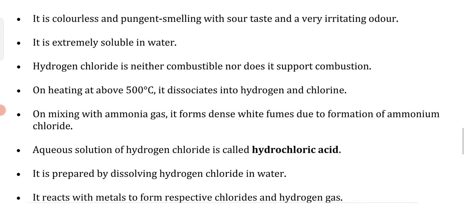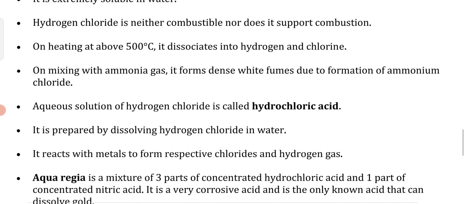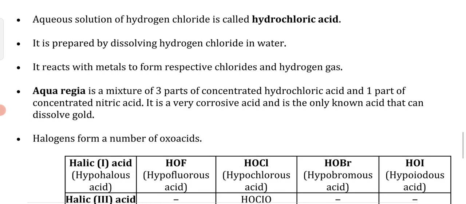On heating at above 500 degrees centigrade, it dissociates into hydrogen and chlorine. On mixing with ammonia gas, it forms dense white fumes due to the formation of ammonium chloride. Now, an aqueous solution of hydrogen chloride is called hydrochloric acid. That HCl acid we use, that is HCl acid. It is prepared by dissolving hydrogen chloride in water. It reacts with metals to form respective chlorides and hydrogen gas.